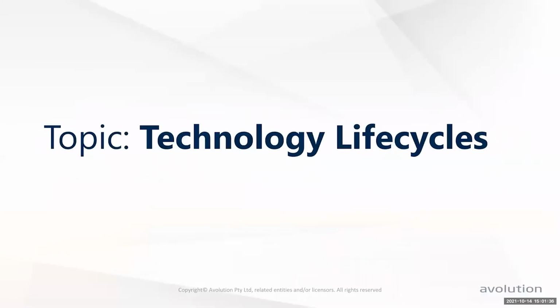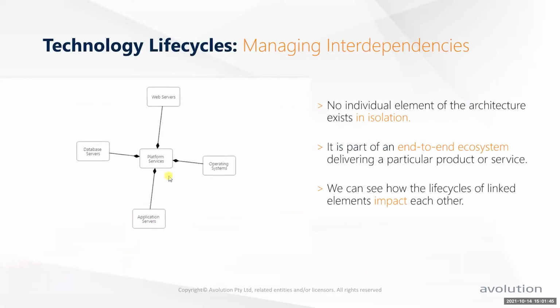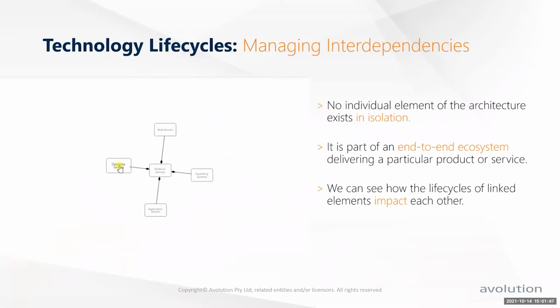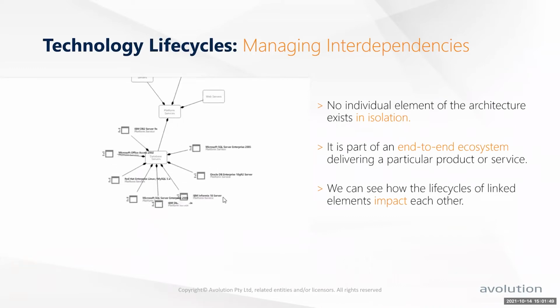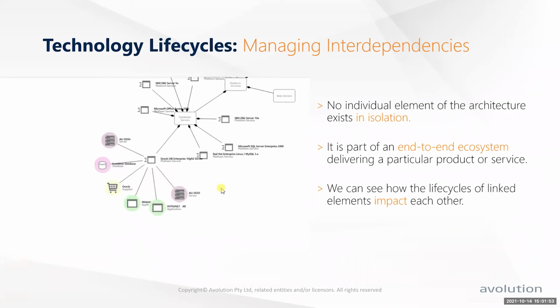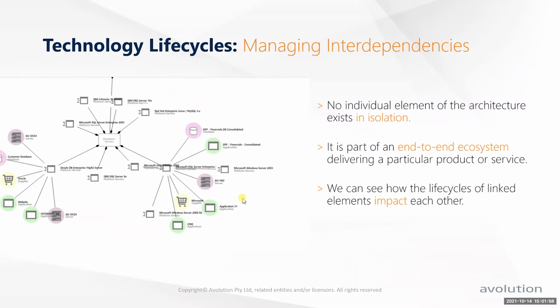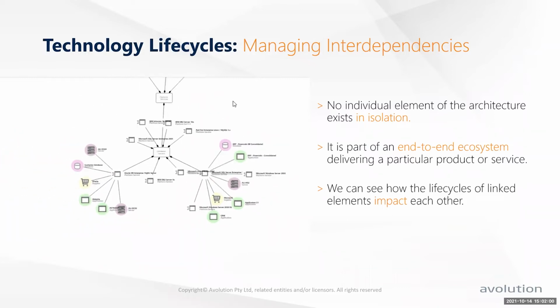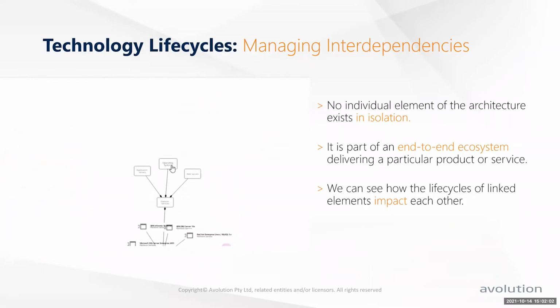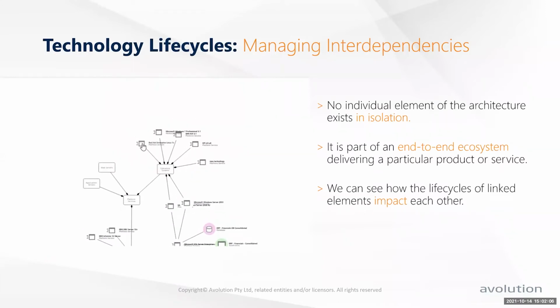Thank you, Melissa. So we'll start with technology life cycles. Technology life cycles often play a large role in our overall roadmaps. This is because even though some elements of the architecture may seem isolated, this is rarely true. The technologies are part of an end-to-end ecosystem delivering a particular product or service. And therefore, the technology life cycles will have an impact on linked elements and will perhaps even drive our roadmaps.